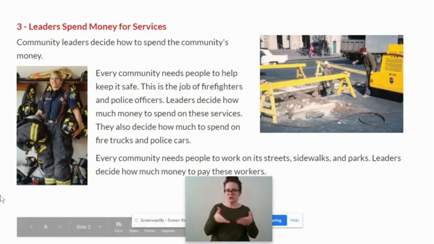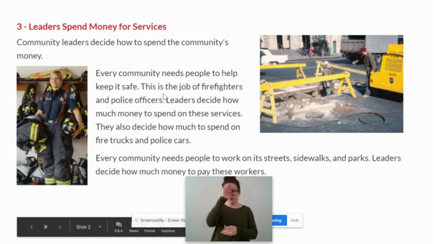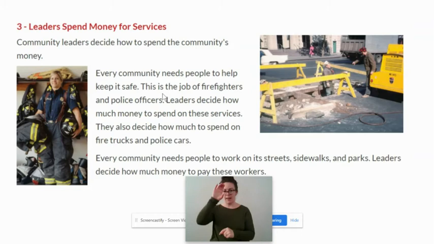So over here, you'll see a picture of a firefighter, and it's up to the leaders of the community to decide how much money is going to go towards these services, how much is allocated for the police officers, and how much is allocated, or how much is given, to the fire department.